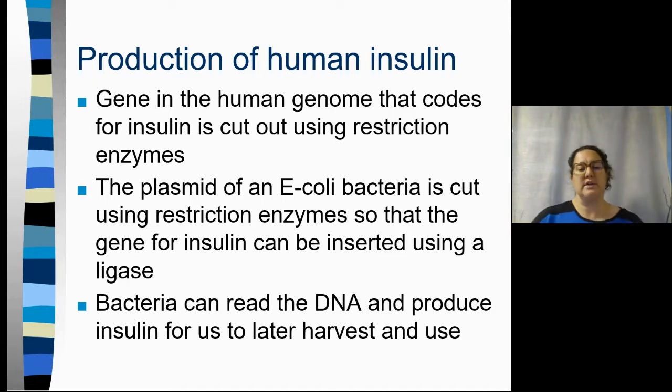So we're trying to use gene therapy to help people with diabetes produce their own insulin. A gene in the human genome that codes for insulin is cut out using restriction enzymes from an individual with normal DNA. The plasmid of an E. coli bacteria is then going to be cut using a similar restriction enzyme so that the gene for insulin can be inserted. And we use a similar enzyme so that it cuts the gene at the same location, allowing the ligase to more easily glue those two gene sequences back together.